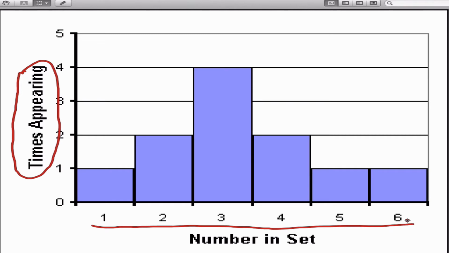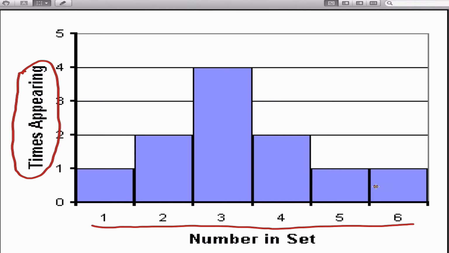All right. So if you notice in this little sample one, which is a very general one, we have people that got a 1, people that got a 2, people that got a 3, 4, 5, and 6, and how many times a certain person got that. So there was 1 one, and there were 2 twos, and there were 4 threes, and there was 1 five and 1 six.